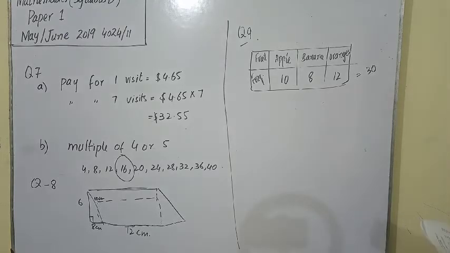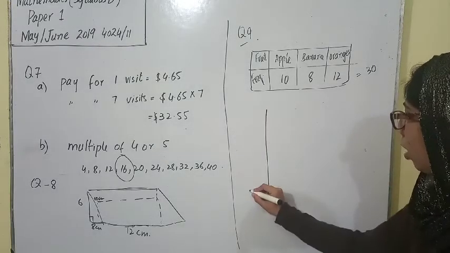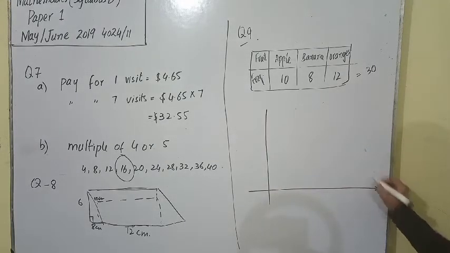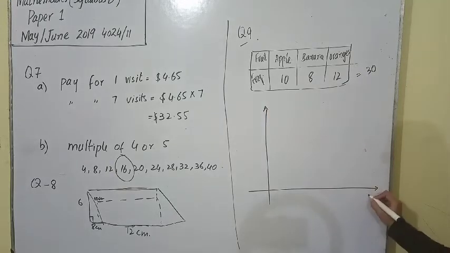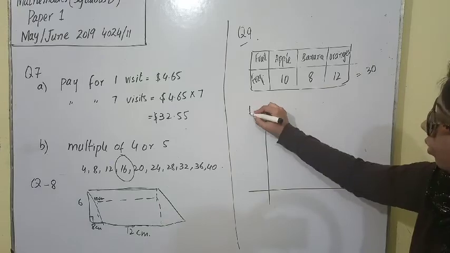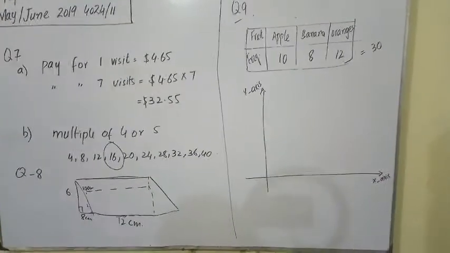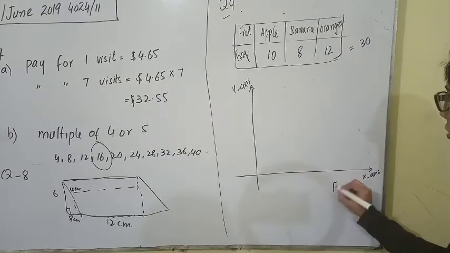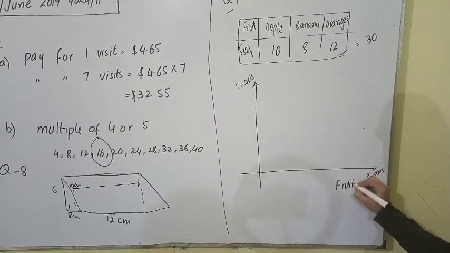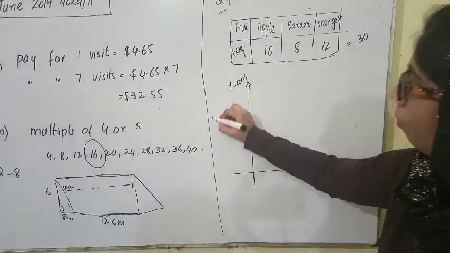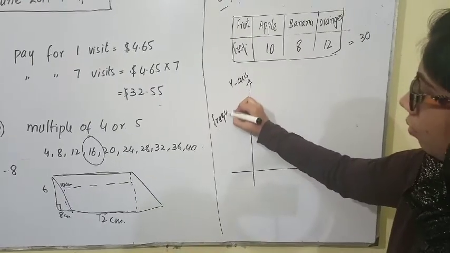Now what we have to do is use this frequency table and draw a bar chart to show the data. So I am going to draw the bar chart. I have drawn the x-axis and y-axis of the graph. On the x-axis, I have to take fruits, while frequencies must be along the y-axis.